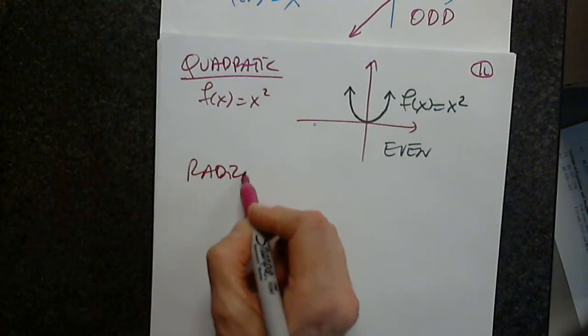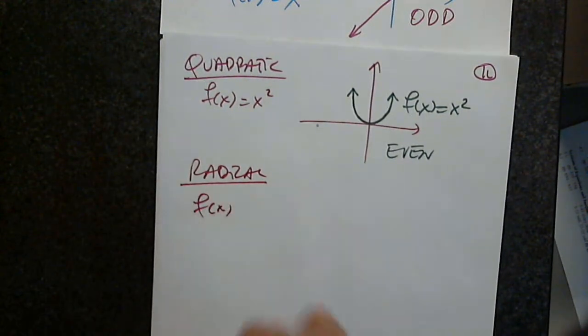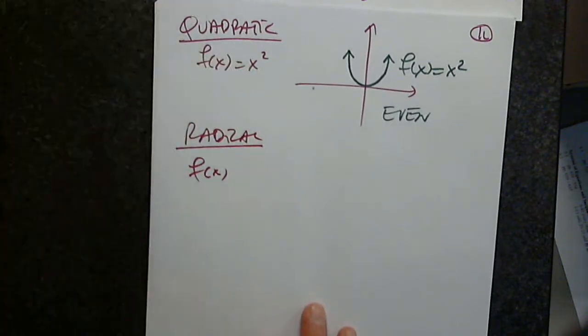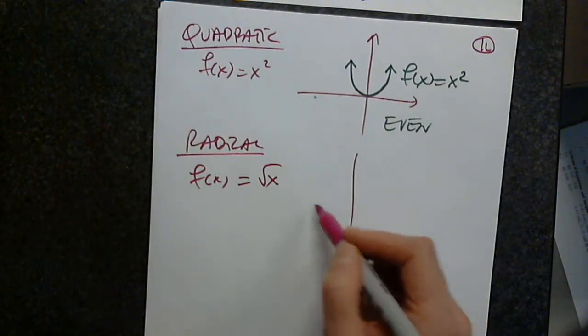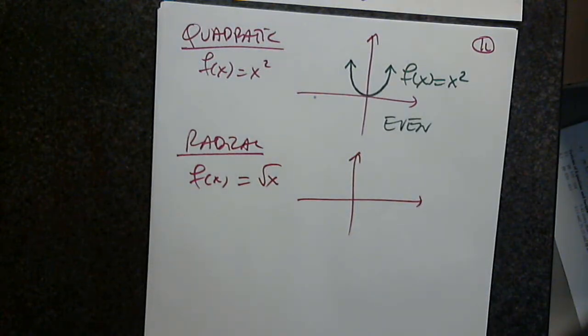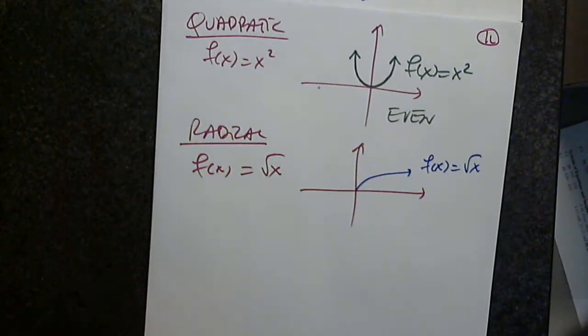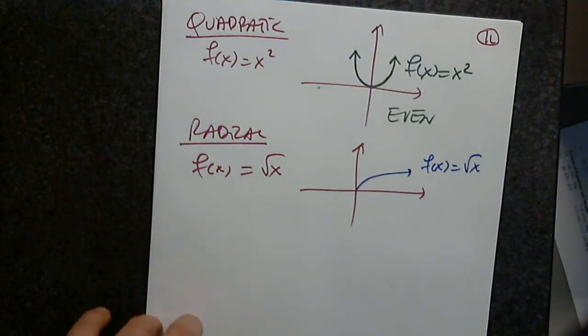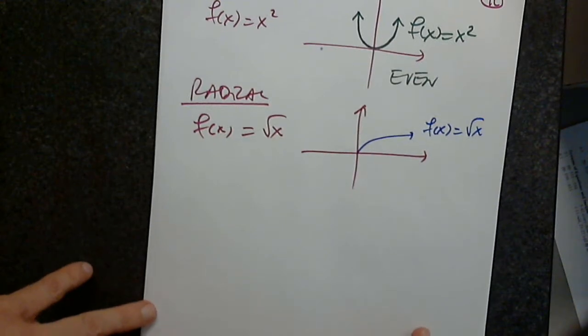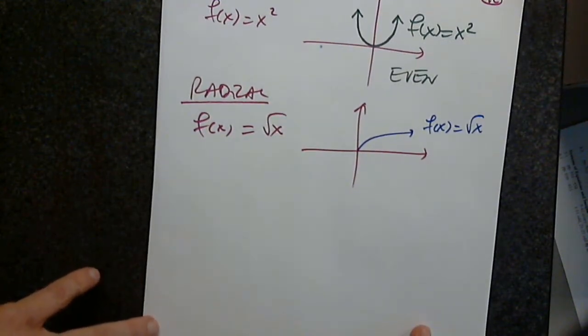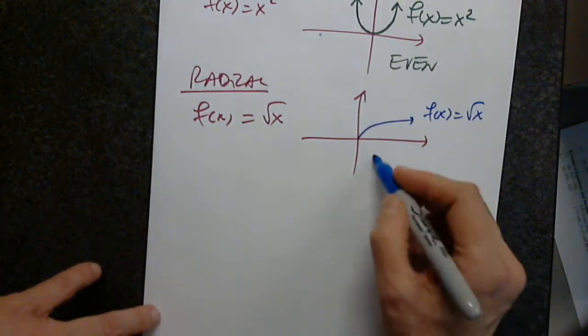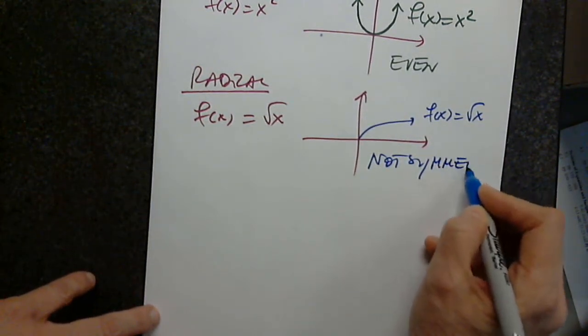Radical. There are two types that we're going to look at, cube root and square root. So we have to remember the graph of the square root of x. Does anyone remember this graph? Exactly, perfect. That's what it is. So f of x equals the square root of x. Odd, even, or none of the above? Is it symmetric with respect to the origin? No. Is it symmetric with respect to the y-axis? No. Not symmetric. Good.